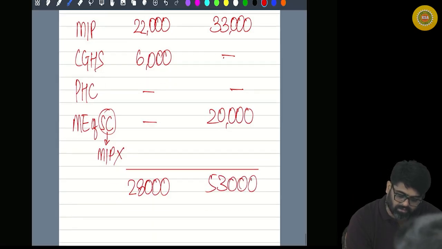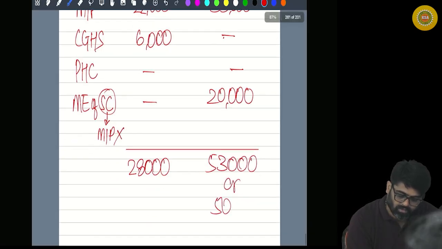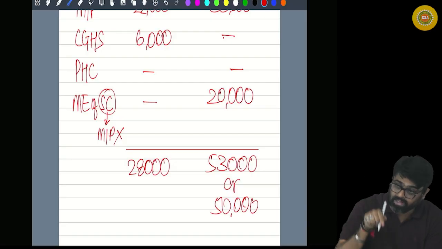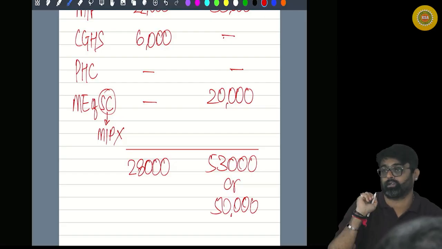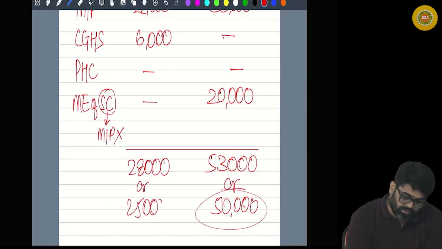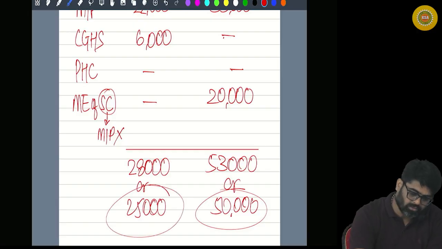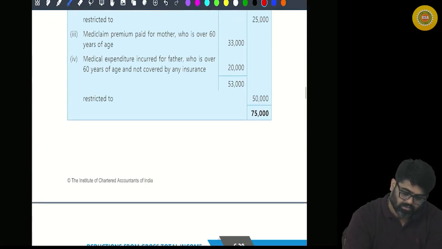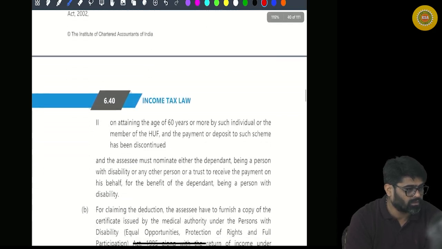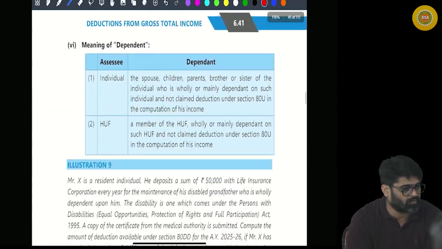So this 53,000 will be allowed subject to maximum, because mediclaim is also there for a senior citizen and medical expense is also there for a senior citizen. Getting my point? So this will be 50 and here it will be 28 or 25, whichever is lower. 25. So the total deduction will be 75. Very difficult question, sir. Yes or no? Understanding what is happening in your life.